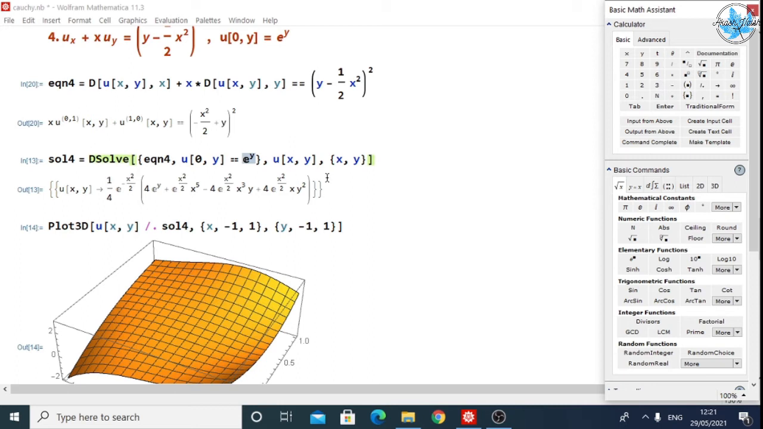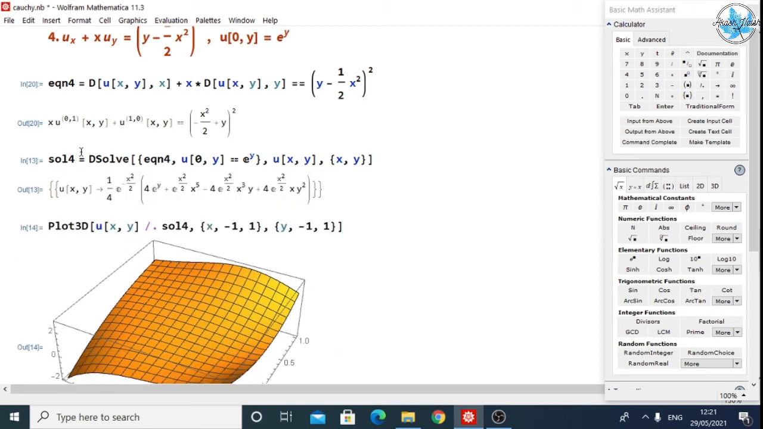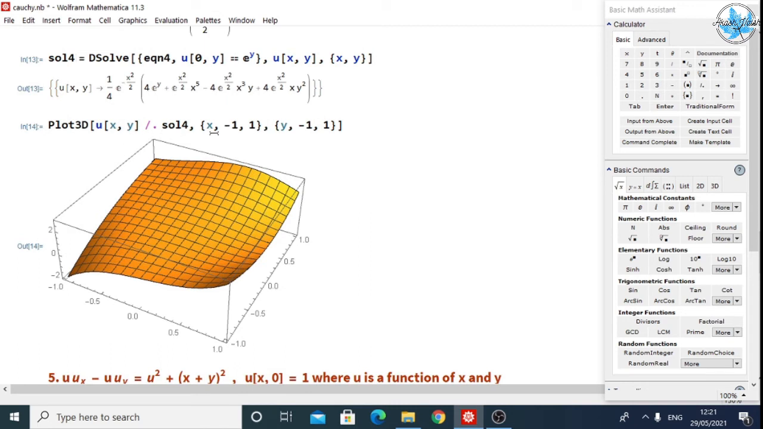To plot the graph of this, we will use the Plot3D command, and we use Plot3D here because it is a two variable function of x comma y. Just simply write u of x comma y /. sol4, because we have already got the value of u of x comma y in solution 4, which is already stored. Then define the domain x varies from -1 to 1 and y varies from -1 to 1.